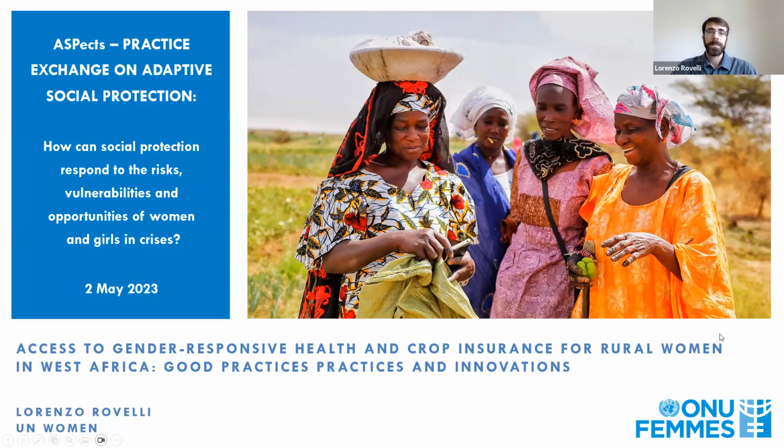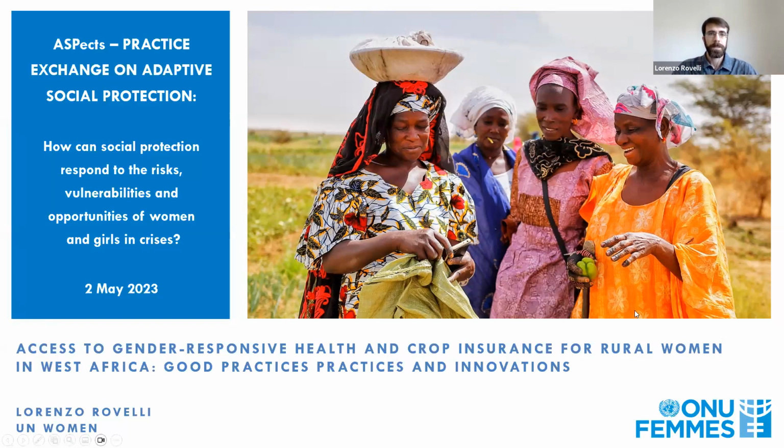And as we will see, these insurance schemes have actually turned out to be effective mechanisms, in one case to strengthen the resilience to shock and climate change of women farmers, and in the other case to actually also meet their unpaid care related needs.